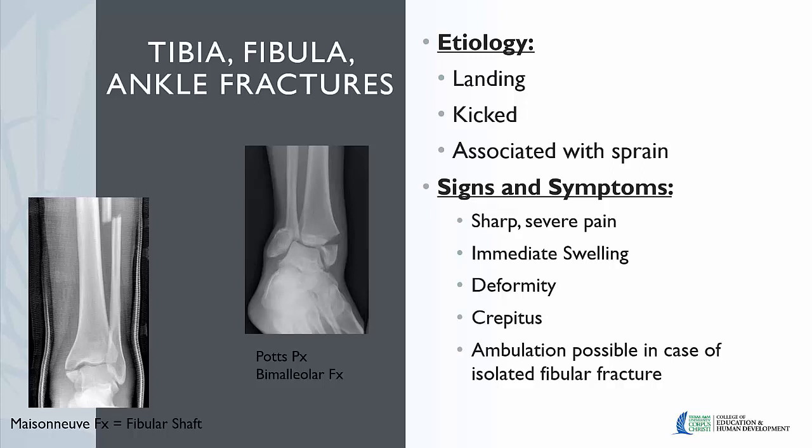One, by rolling the ankle in or out, by twisting the ankle side to side, flexing or extending the ankle joint, or applying severe force to the joint by coming straight down on it, as in jumping from a high level. Common signs and symptoms include sharp, severe pain, immediate swelling, deformity, and crepitus. Ambulation is possible in cases of isolated fibular fracture.